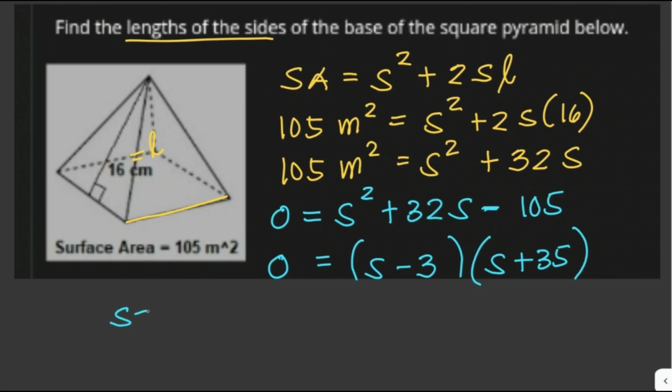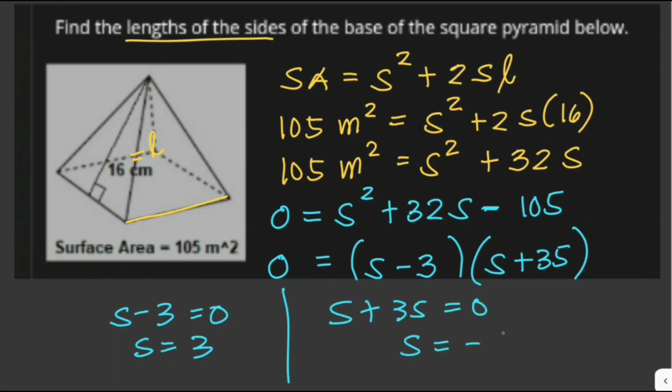Then we equate each factor to 0. So s minus 3 equals 0, so s is equal to 3, and the other one is s plus 35 equals 0. So s here is negative 35. So we reject the negative value because we cannot have a negative value for the dimensions of a shape or solid. Therefore, the answer here is 3 meters for the length of the side of the base.